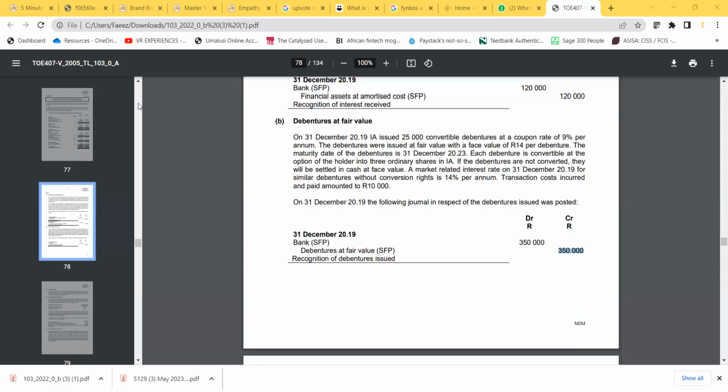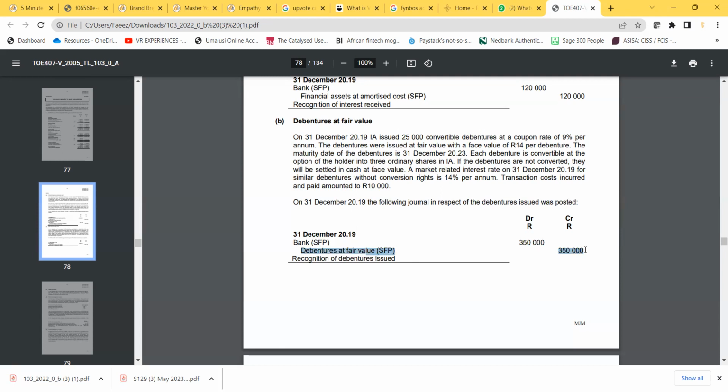Yeah. Okay. So in this question, whenever you have a convertible instrument, at initial recognition, we're going to recognize an equity part and a liability part. So this journal entry over here is 100% correct. This one is not 100% correct.